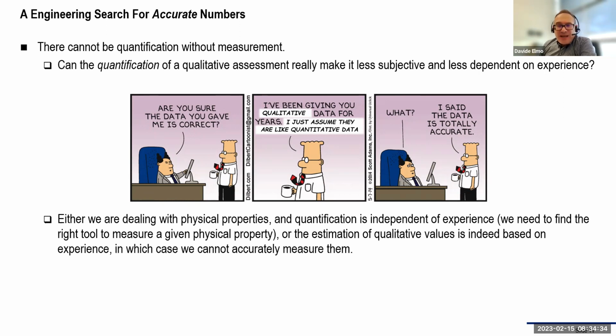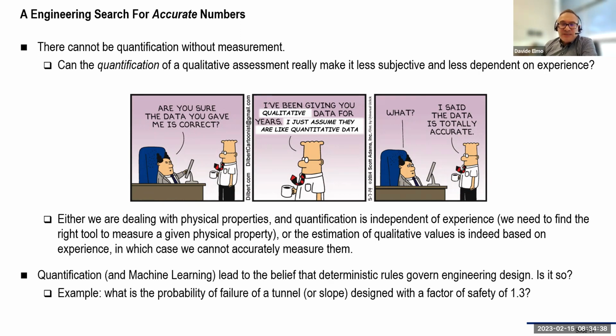Indeed, we cannot really tell what is the probability of failure of a tunnel or slope if it's designed with a factor of safety of X. For example, look at this question here. What is the probability of failure of a tunnel or slope designed with a factor of safety of 1.3? We can't say it's 0.